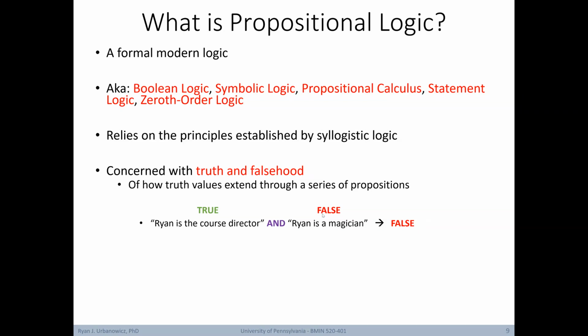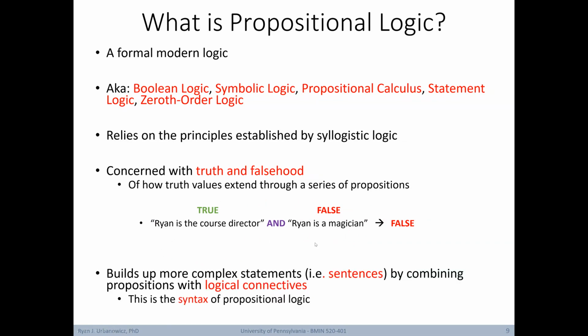For example, let's check out this statement. Ryan is the course director, and Ryan is a magician. Both of these statements are propositions with their own truth values. In this case, the first is true and the second is false. When put together, this statement has to be false because I am not both the course director and a magician. Propositional logic allows us to build up more complex statements, also called sentences, by combining propositions with logical connectives. This is the foundation of the syntax of propositional logic.